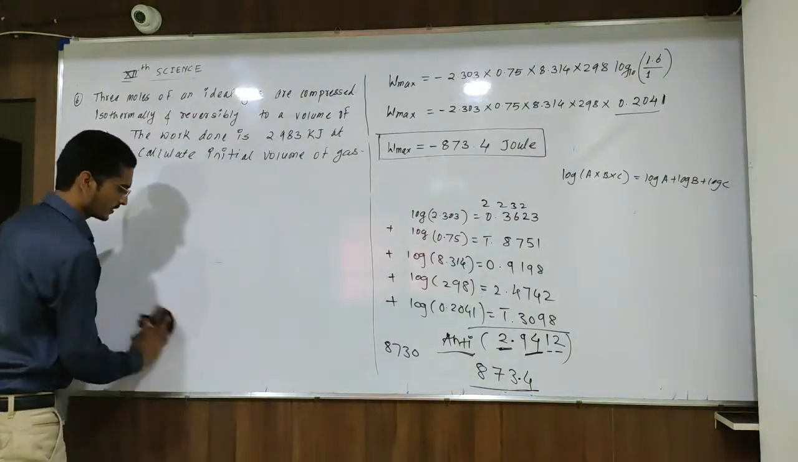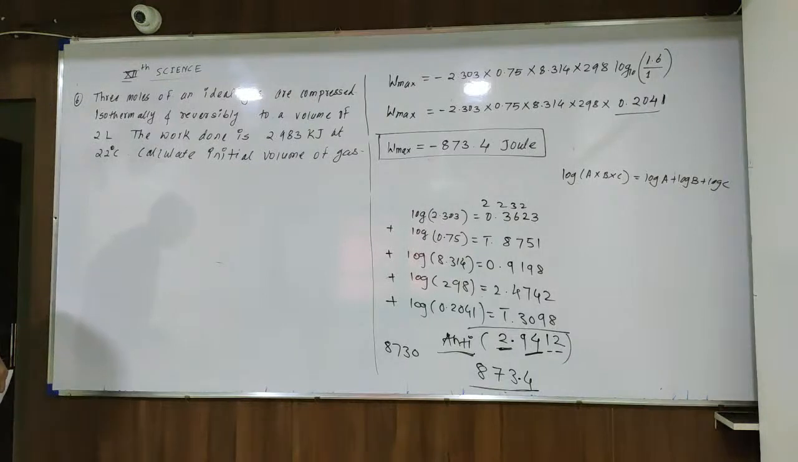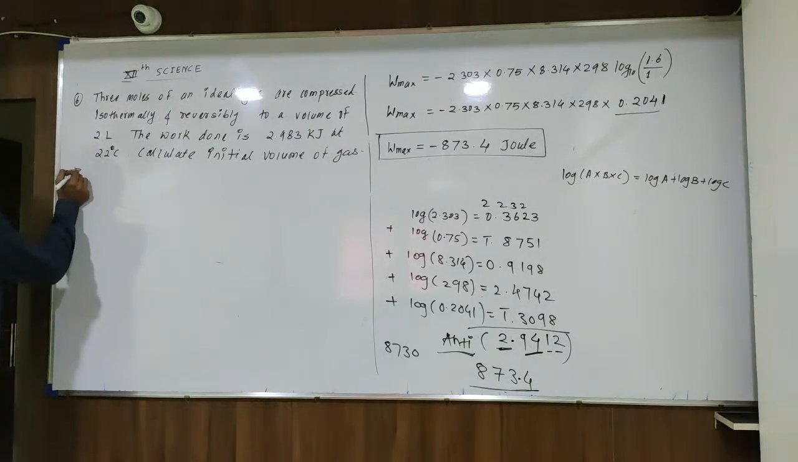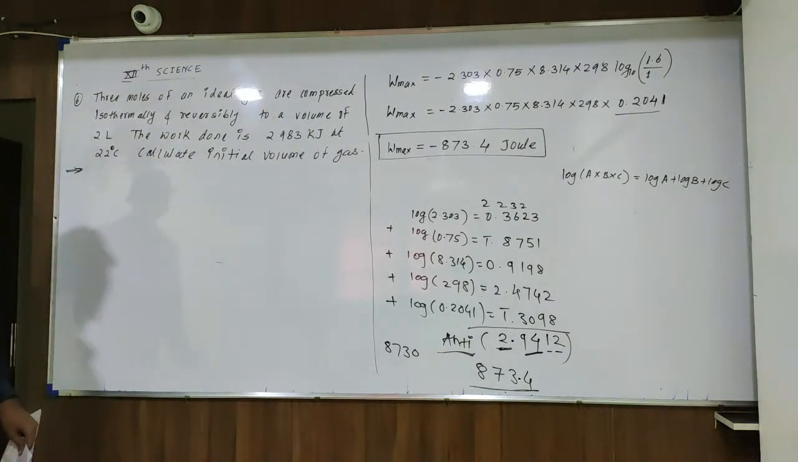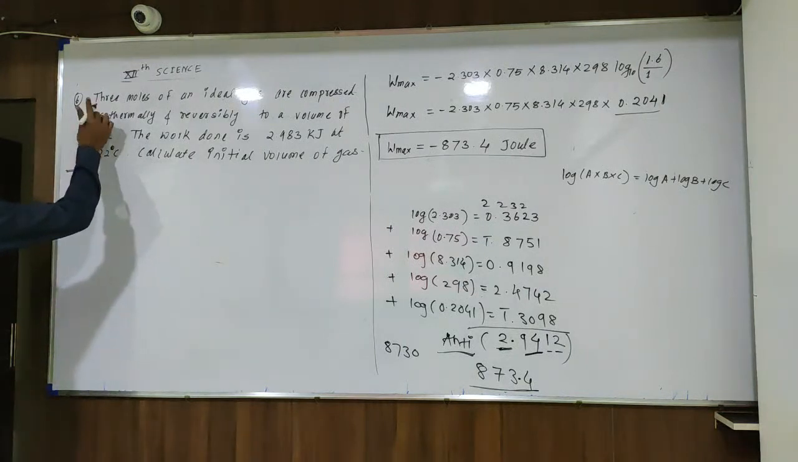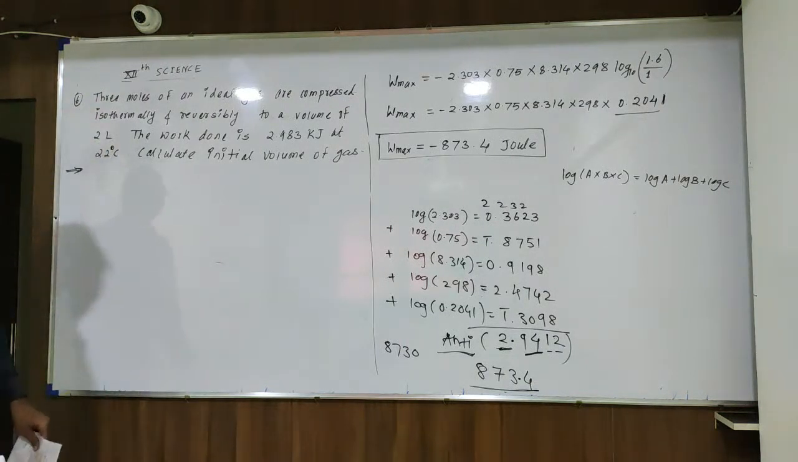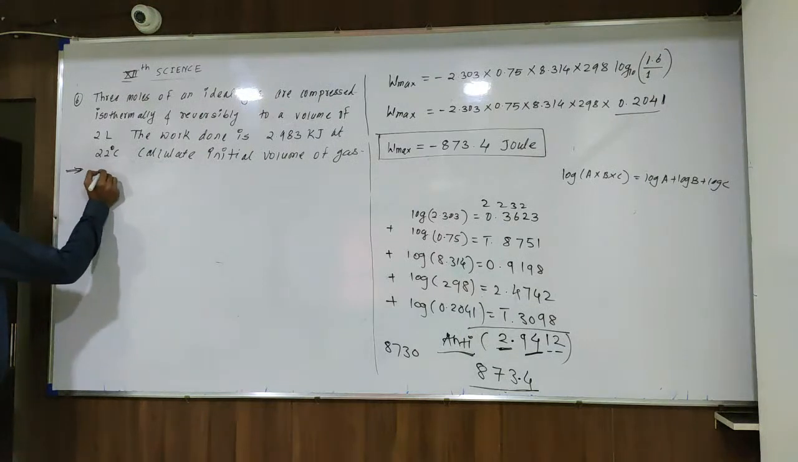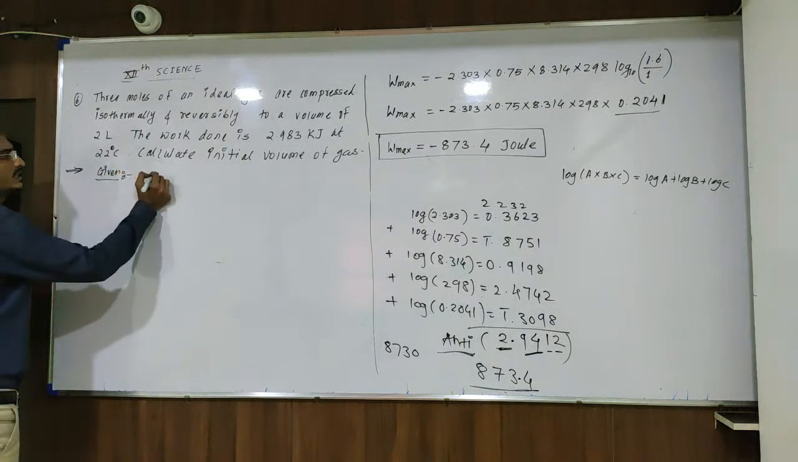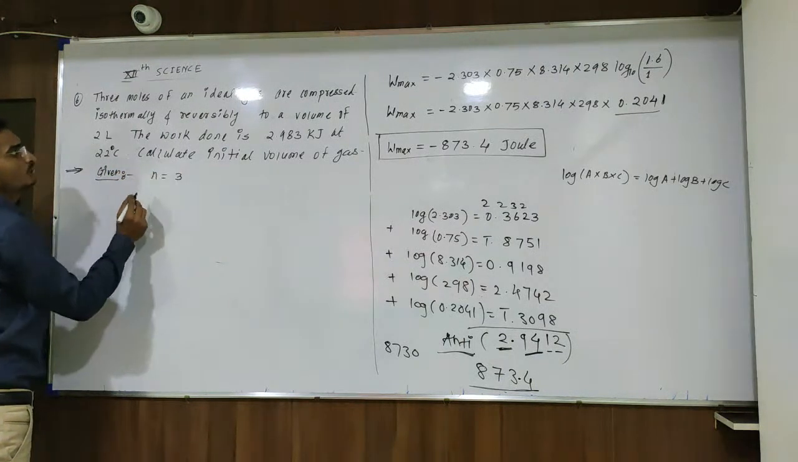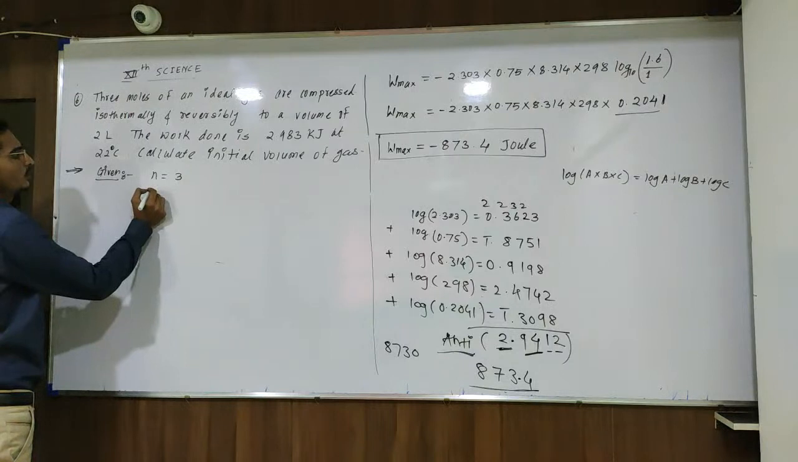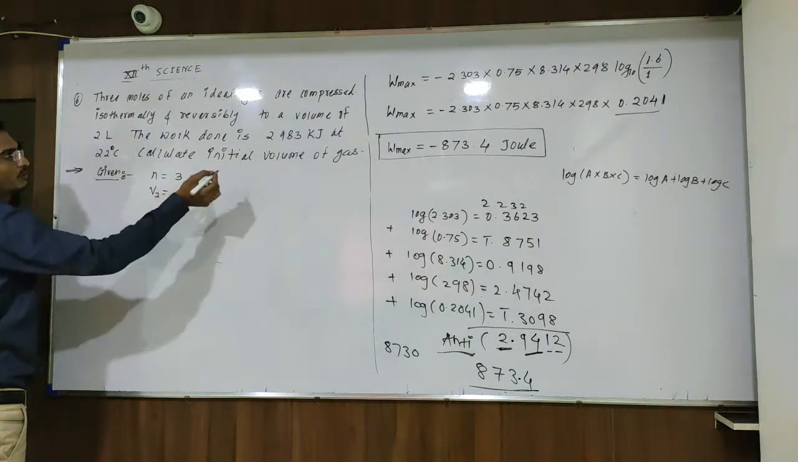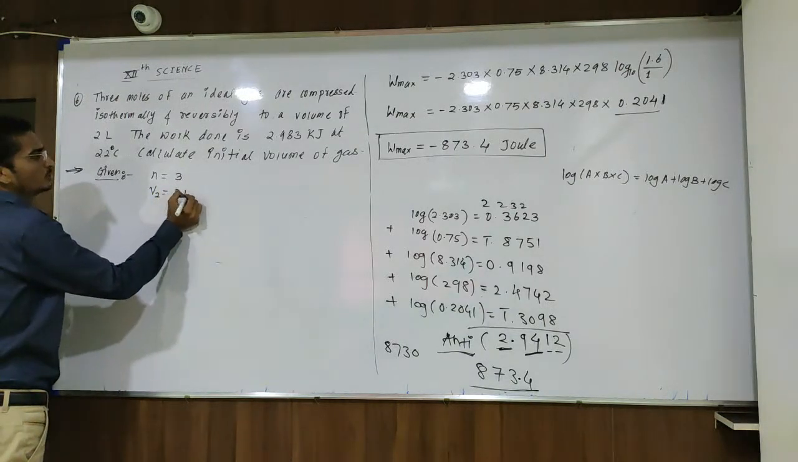Okay, first of all write what the given quantities are here. So read carefully. 3 moles of an ideal gas are compressed isothermally and reversibly to a volume of 2 liter, the work done is 2.98 kilojoule at 22 degrees Celsius. So first of all, the given quantities. The number of moles, that is n, is equal to 3 moles, no doubt. Next, the volume, that is the final volume, because you have to calculate the initial volume. So final volume here is 2 liter.